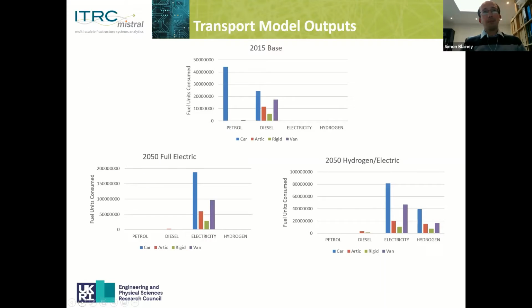Next slide, please. So this then is looking at what the impacts are in terms of transport energy consumption. At the top, we've got the base situation in 2015, a vehicle fleet powered almost entirely by petrol and diesel. And in comparison below, we have our two future strategies. And again, you can see some substantial differences here. As you'd expect, with the full electric strategy, nearly all the fuel consumption is of electricity, whereas on the right-hand side, electricity consumption is substantially lower, but hydrogen is now quite significant.